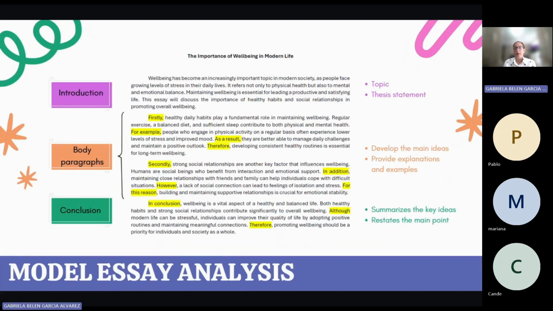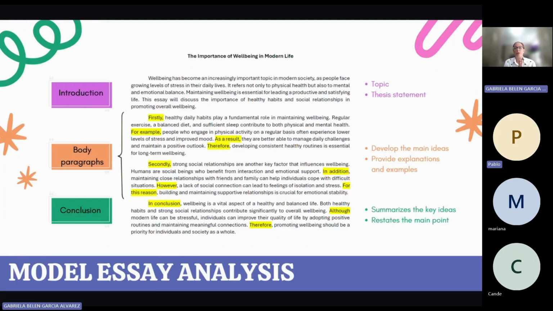Perhaps you remember from last courses that an essay is an academic text characterized by having a specific structure. They are usually organized in paragraphs, and each paragraph has a function, right? For example, here we have an essay. The title is The Importance of Well-Being in Modern Life. And you have an introduction in the first paragraph, two body paragraphs, but you could also have 3 or 4 according to the quantity of ideas you want to communicate. And lastly, you have a conclusion, right?